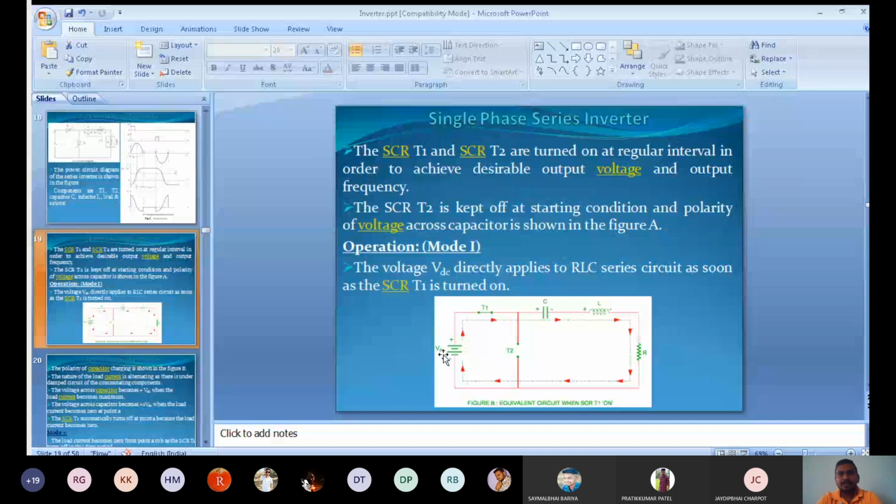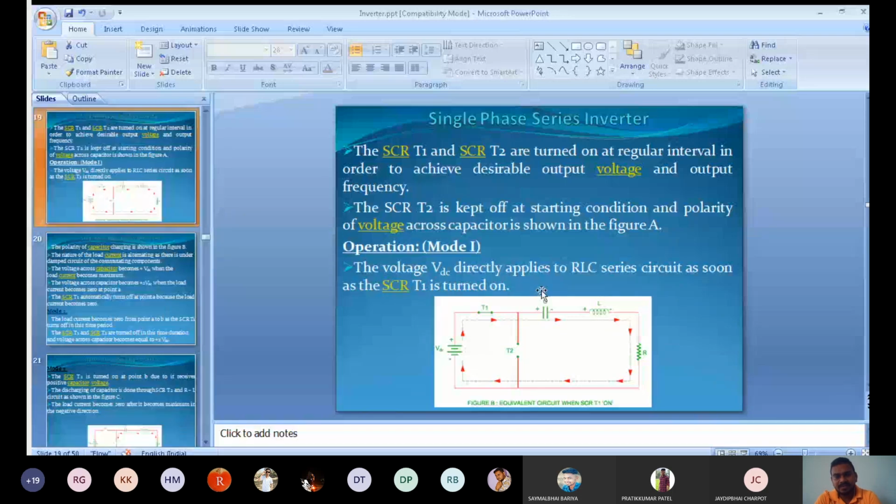The polarity of capacitor charging is shown in the figure. Now as the current is flowing in this direction, that means this capacitor starts charging. So the left hand side plate becomes positive and the right hand side plate becomes negative. This is the charging polarity of the capacitor.